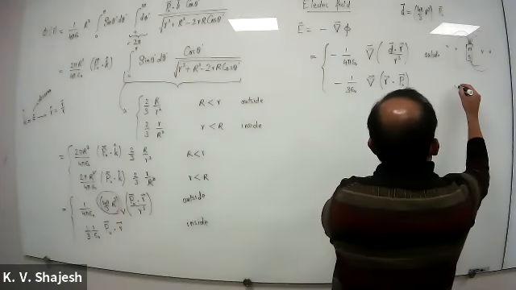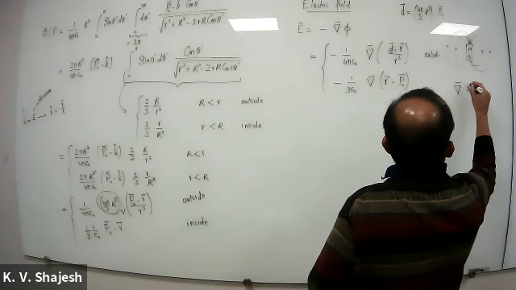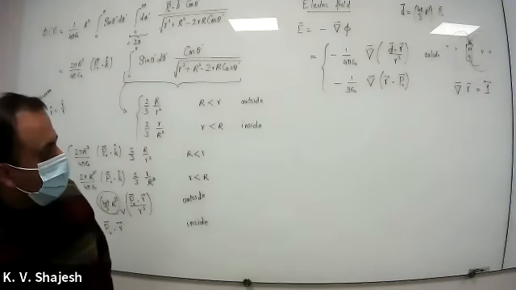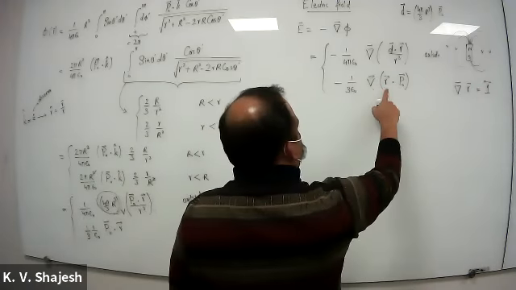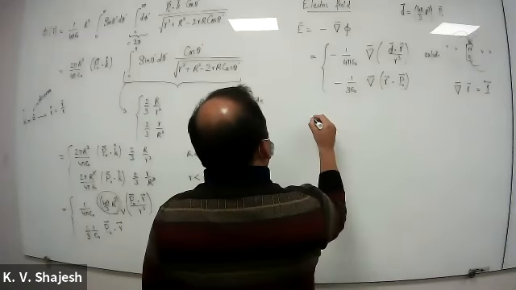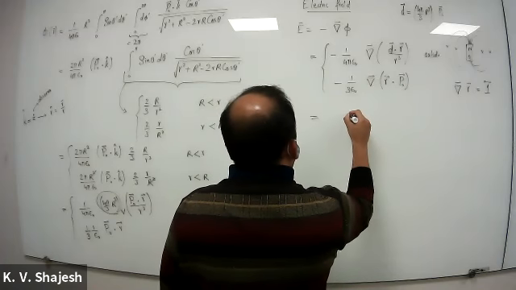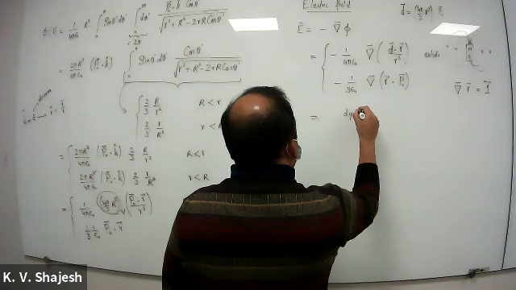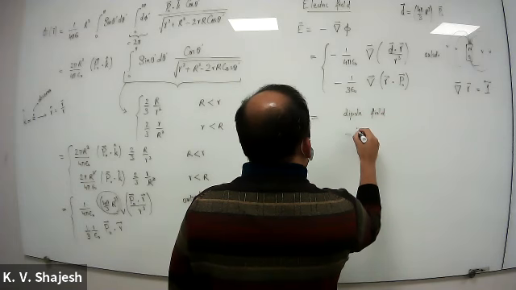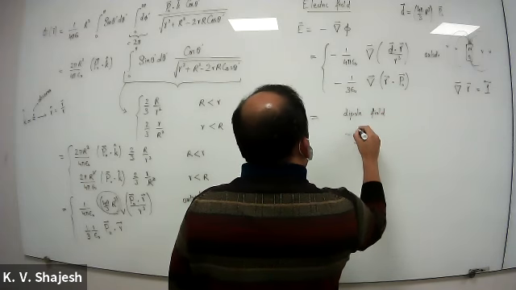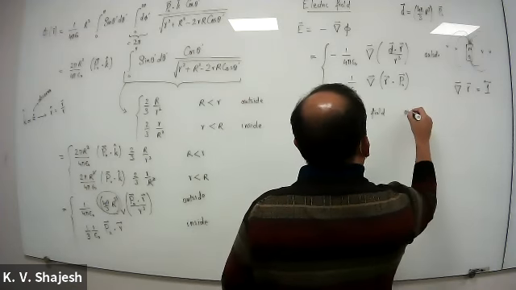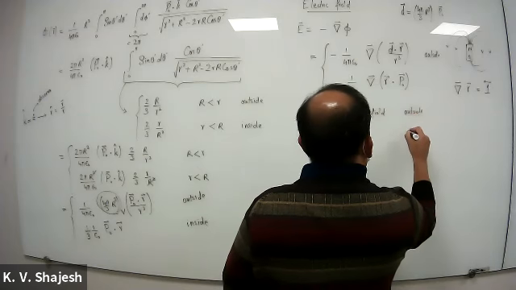But remember that gradient of a position vector is just your unit dyadic. So that's simply 1, and 1 unit dyadic multiplied by P naught is simply P naught itself. So that's equal to, this is a dipole field. So let me just write dipole field outside. And inside is minus 1 over 3 epsilon naught times P naught, the vector P naught. This is outside, and that's inside.